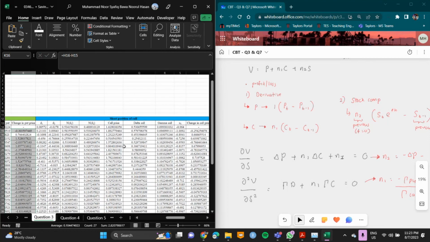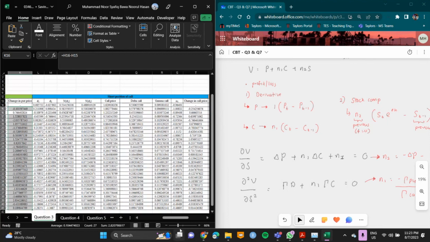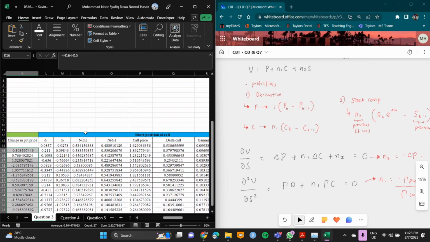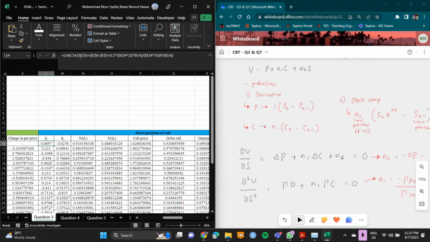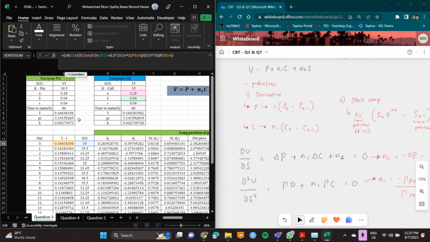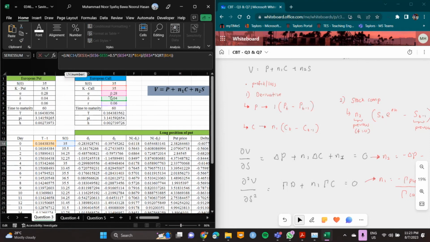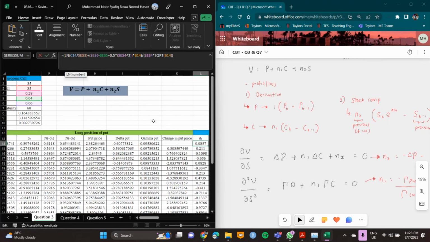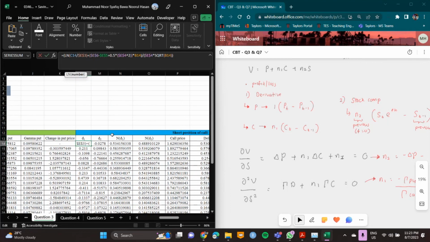Now for the call component, of course we have our D1 and D2, the same stuff, but using a different value of K. So using the European call basis here, where K is equal to S0 since it is at the money. So the same steps are done for D2, which is D1 minus sigma square root of time, and then N(D1) and N(D2), and then we find the call price.